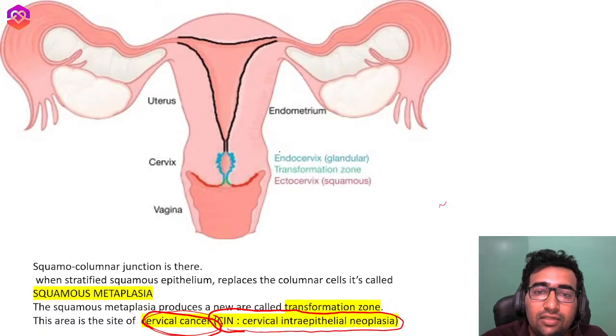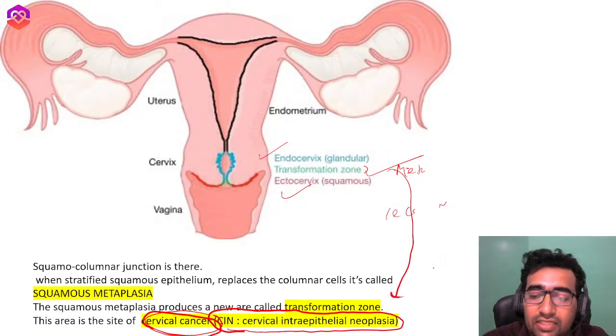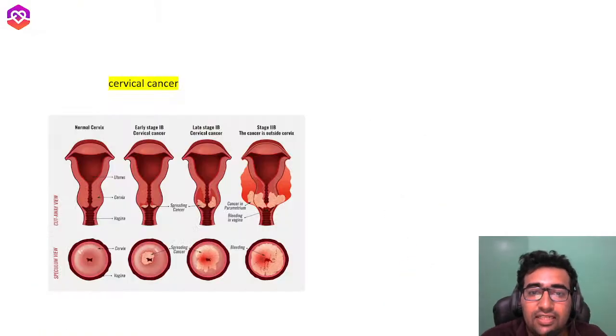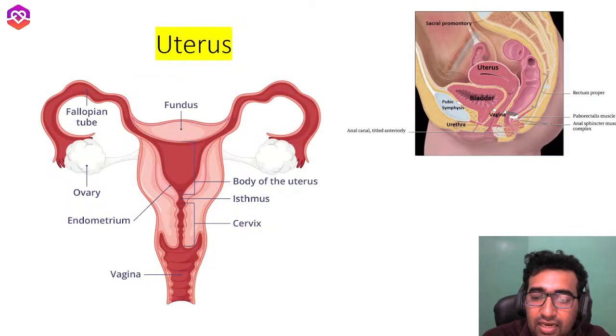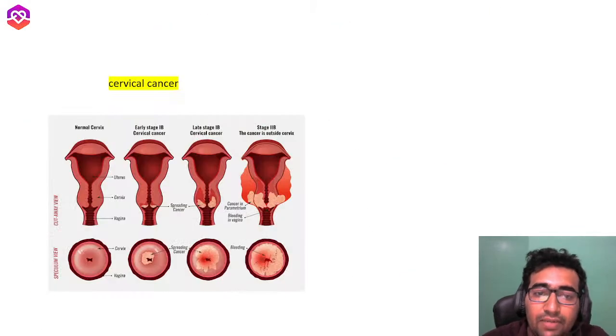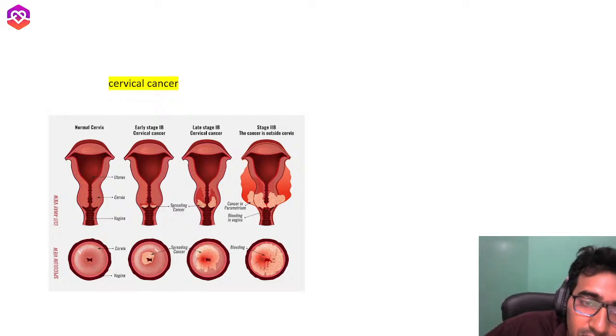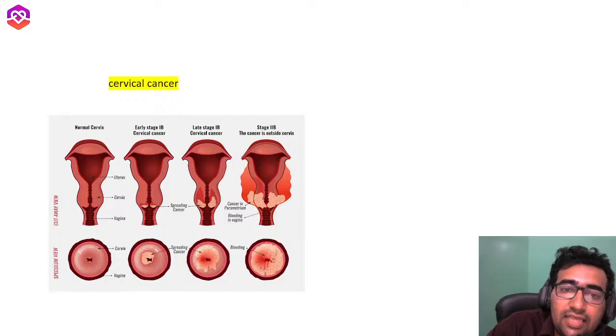Endometrium, endocervix, ectocervix. In between endo and ectocervix, there is a squamocolumnar junction. But when it leads to metaplasia, it becomes a transformation zone, which will become CA cervix. I will show you some photos of CA cervix. You can see this kind of CA cervix will happen. CA cervix happens only because there is metaplasia at the squamocolumnar junction, where columnar cells change to squamous cells.